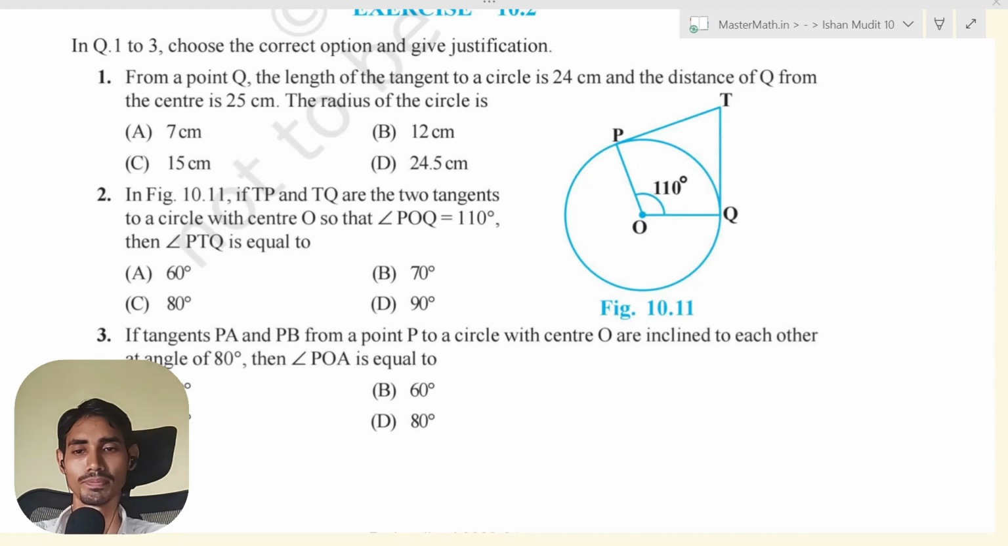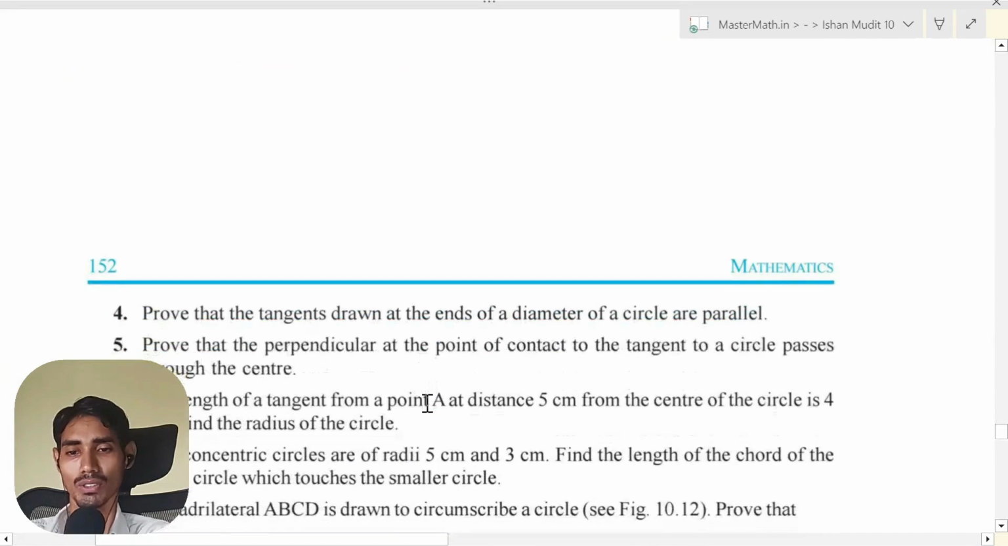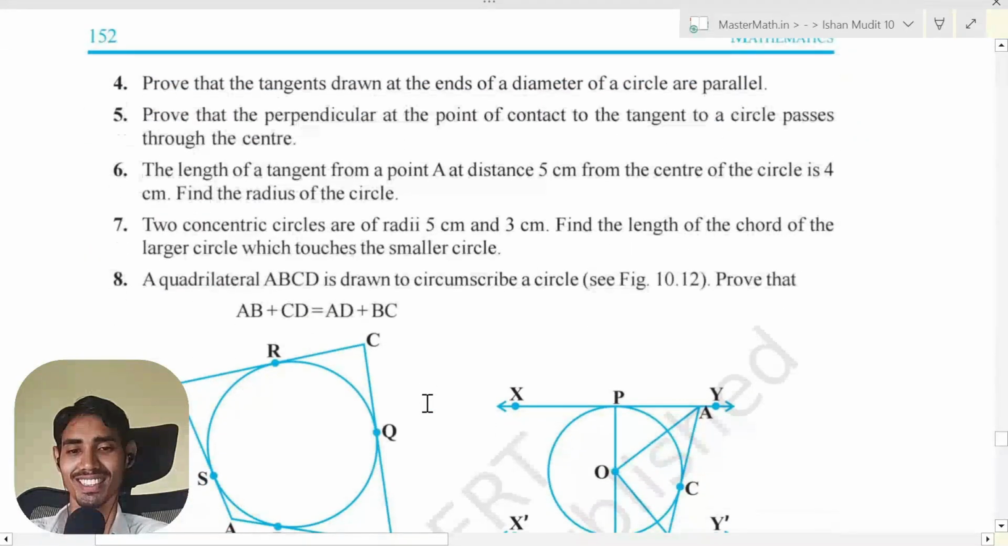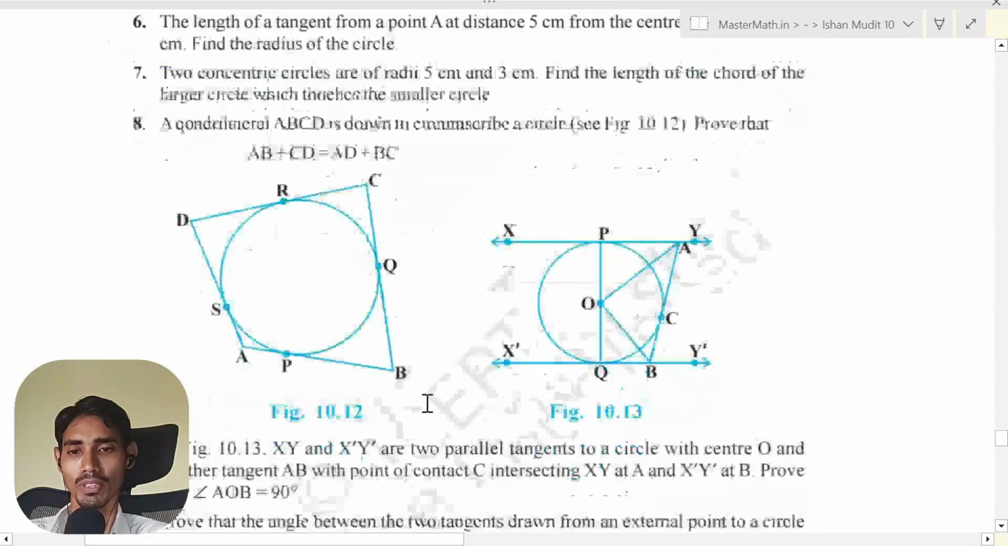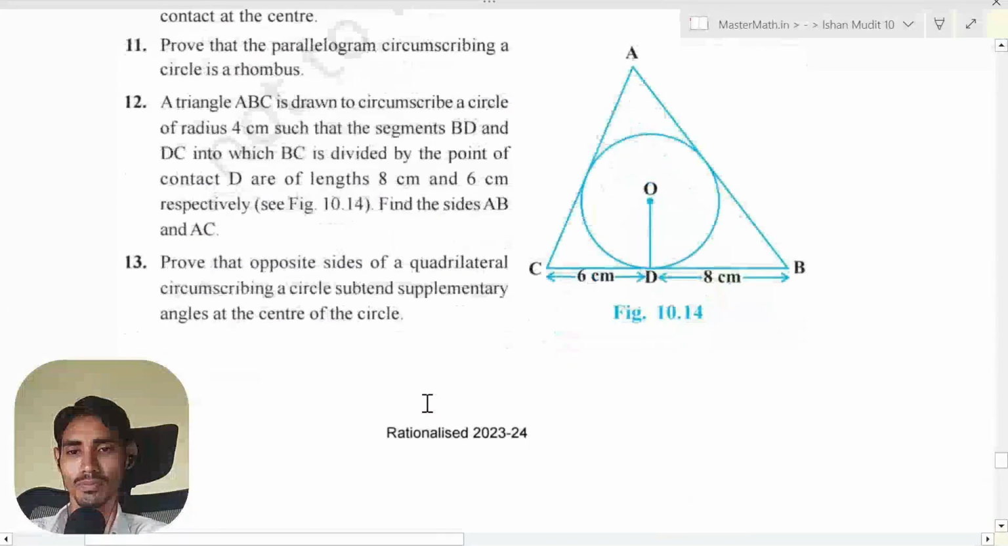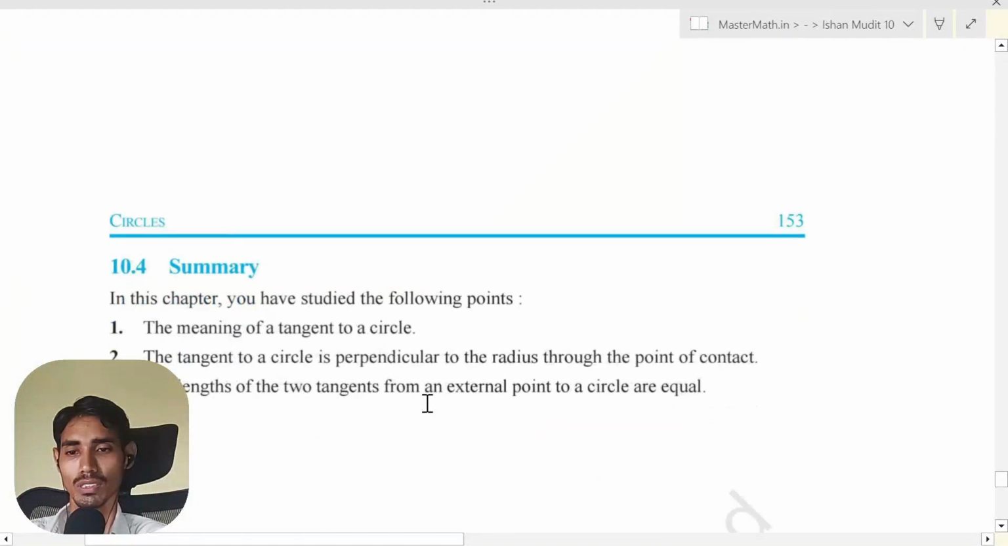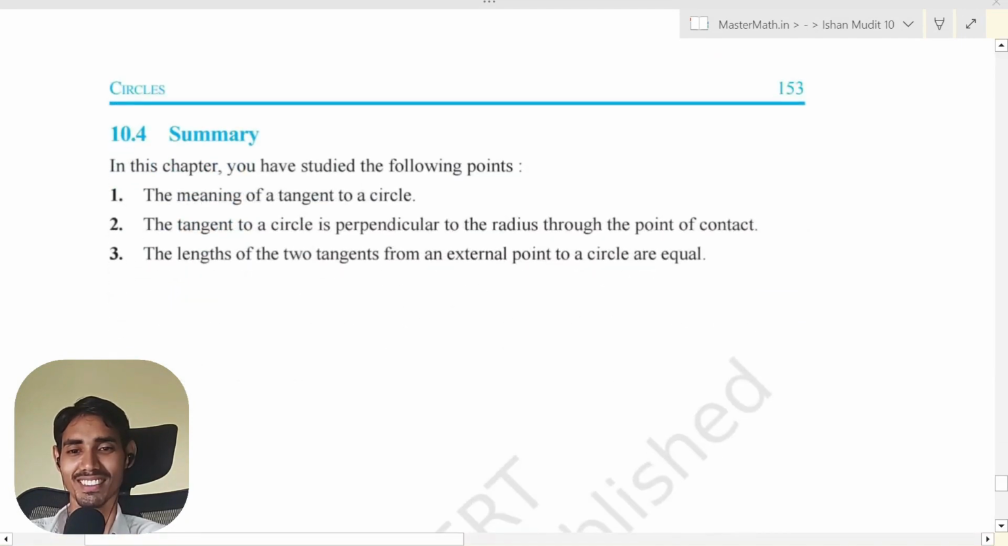Mudit? Yes. Okay. It seems I can hear your audio, but then your video drops. Okay, so we'll continue from here and we'll do these. So this is the summary of this chapter. Okay.